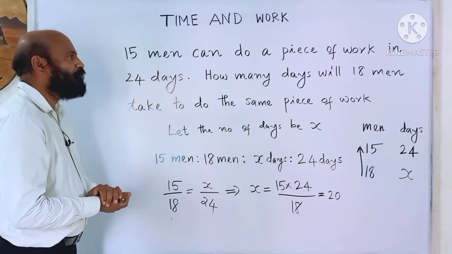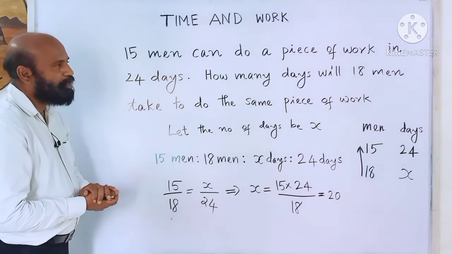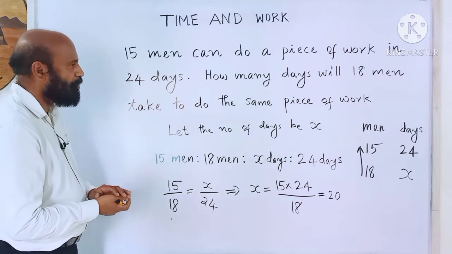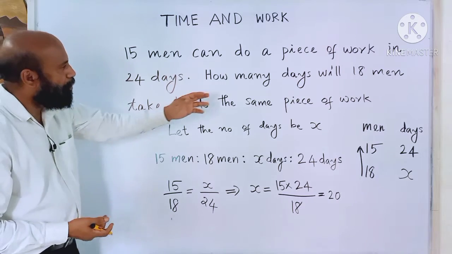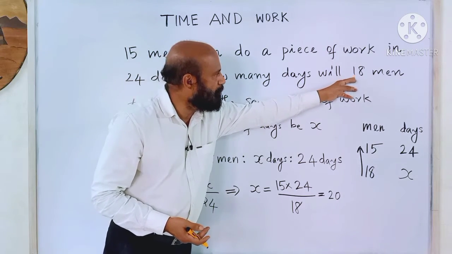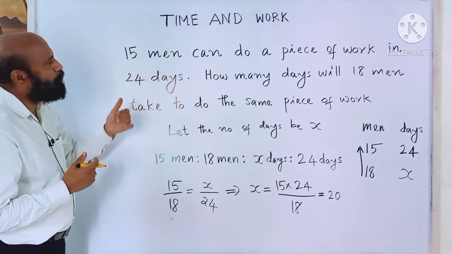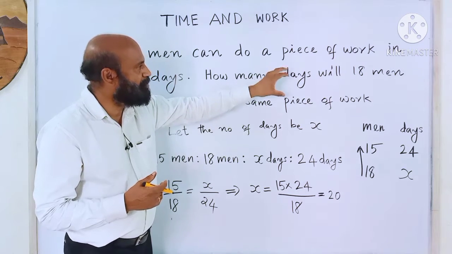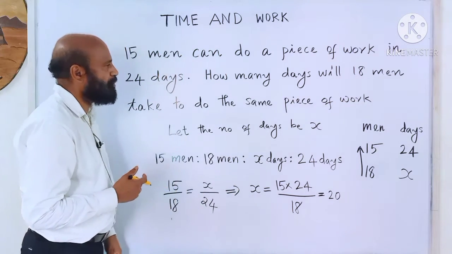15 men can do a piece of work in 24 days. How many days will 18 men take to do the same piece of work? The piece of work is the same, but the number of people changes. The question is to find out how many days are needed by 18 men to complete the same piece of work.